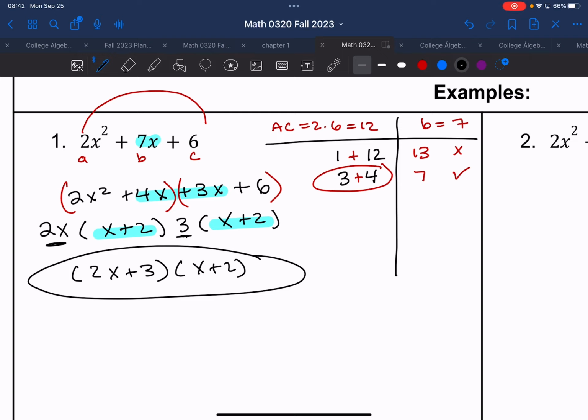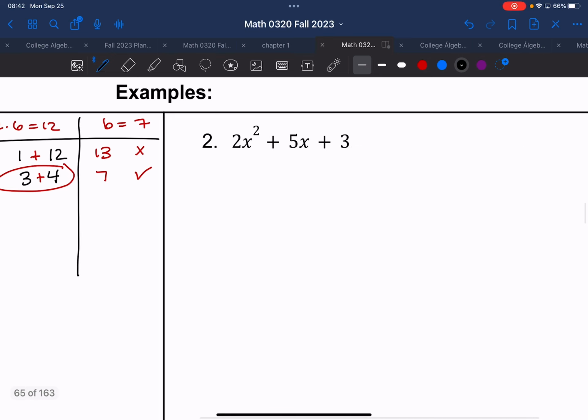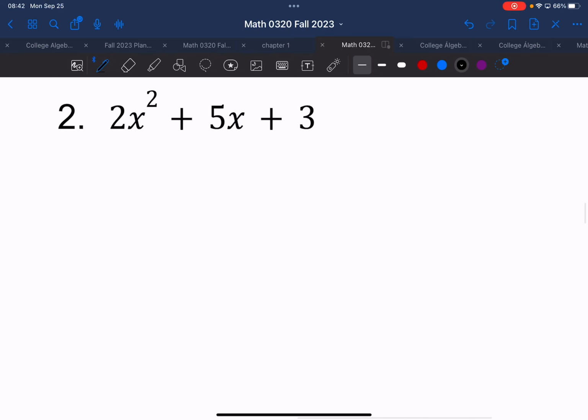Okay. Any questions on number 1? Okay, let's look at number 2. So first thing we're checking in number 2 is that everything is in the correct order. Yes or no? Yes, we got our x squared first, then our x, then our constant.